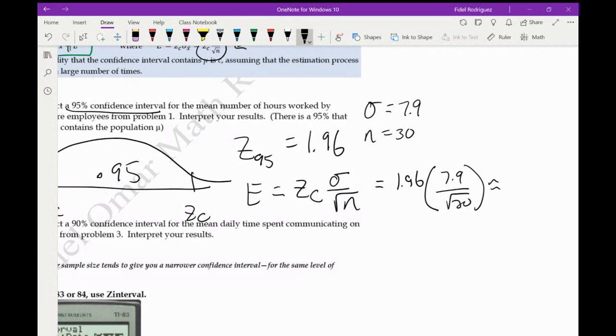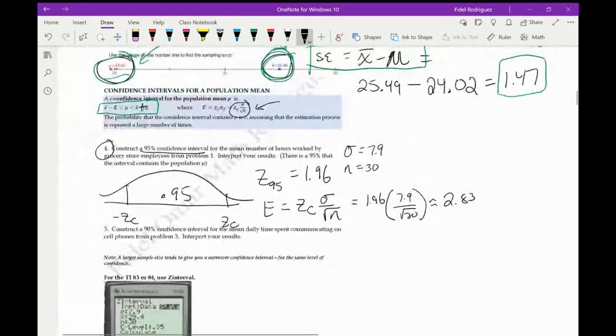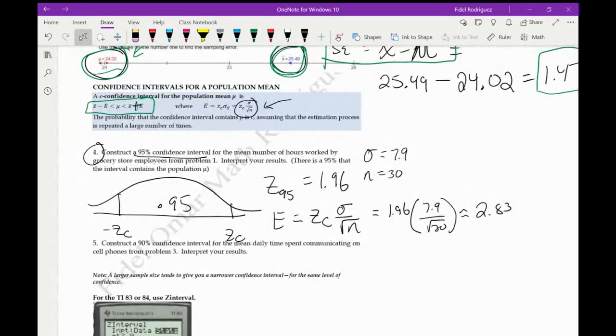Let me do this part on my calculator. 1.96 times parentheses 7.9 divided by the square root of 30, close it. And we came up with something like 2.83. So 2.83.